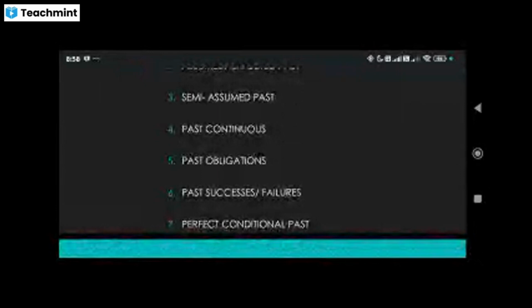In each category, you have different models. Take, for example, in the first category, actual past, I've explained you 1.1, 1.2, 1.3. 1.1 is I wrote the exam. 1.2, I have written the exam. 1.3, I had written the exam. Now I'll show them all.